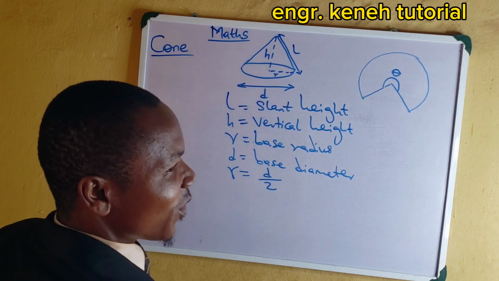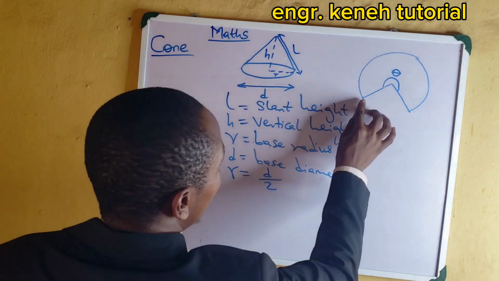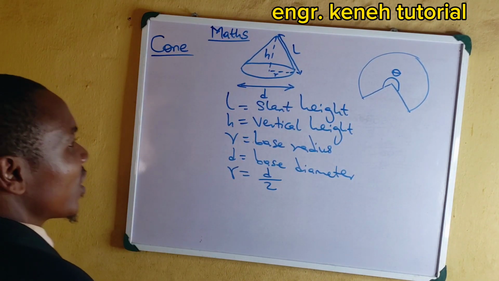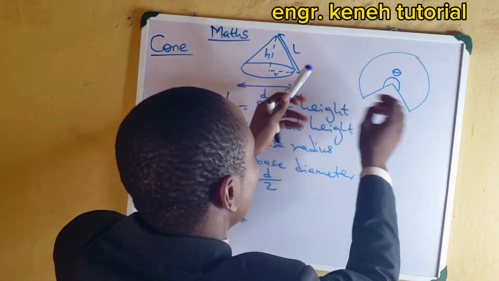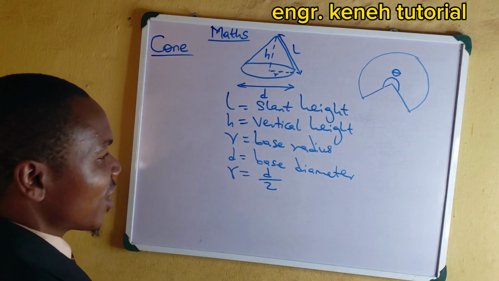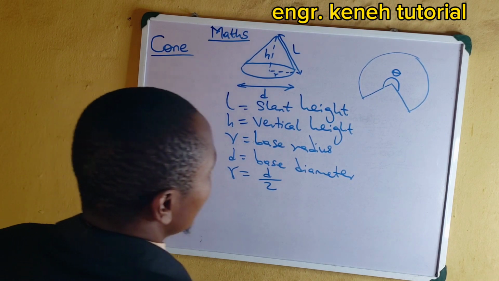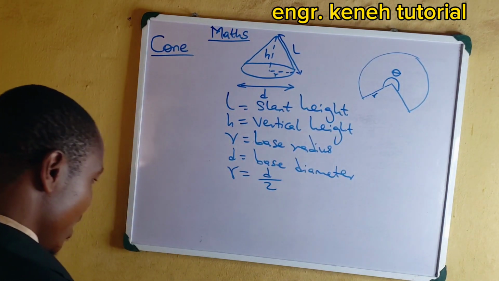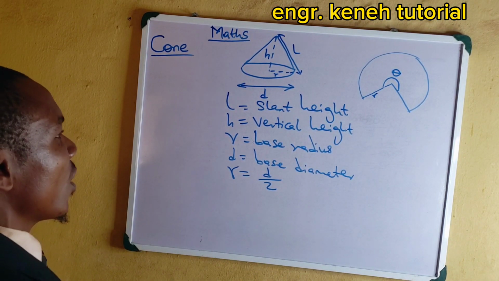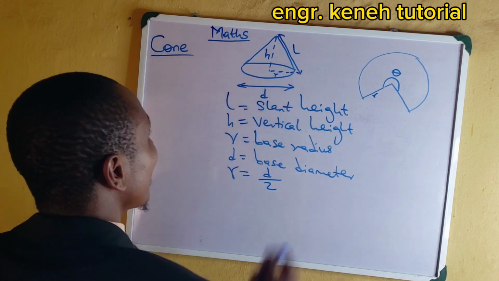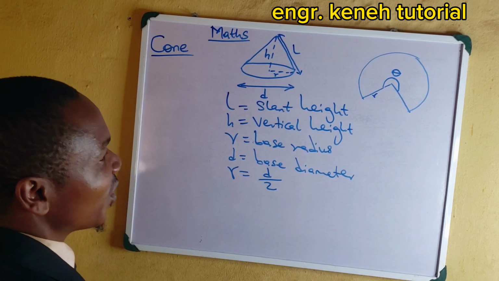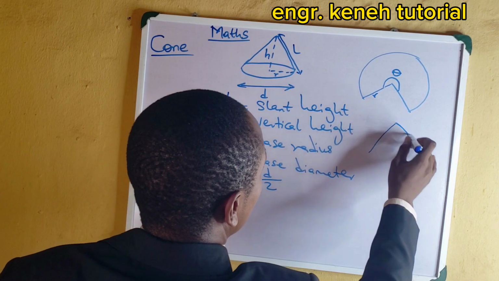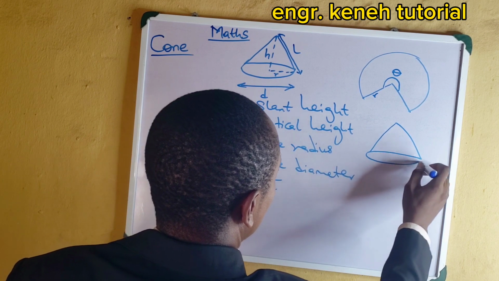How are you going to use this to form a cone? By bringing this and this together. When you bring them together, it's going to curve and give you this shape we call a cone. Here, you notice that this is the radius of this circle. So when you use a sector of a circle to form a cone, after forming the cone, you are going to have something of this nature.